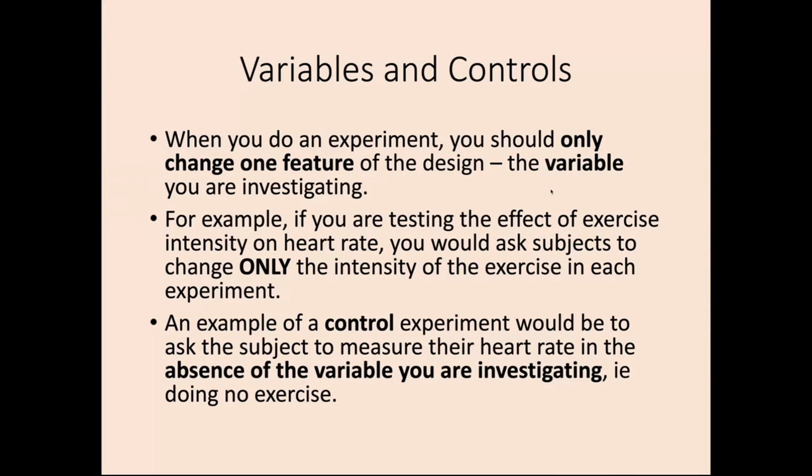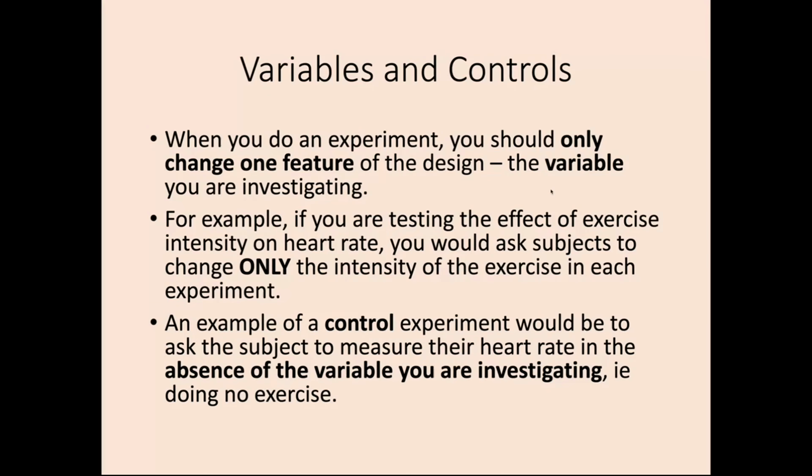So when you do an experiment, you should only change one feature of the design, and that's the variable that you're investigating. That might be the intensity of the exercise that changes in terms of measuring heart rate. You might be looking at the concentration of a substrate if you're looking at enzyme activity, or the concentration of the enzyme for that matter. You might be looking at changing temperature if you're looking at the rate of respiration in an organism as well. So you're only changing that one variable, everything else must be kept the same.